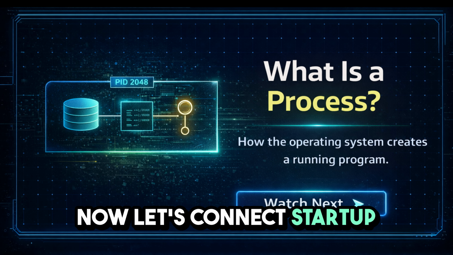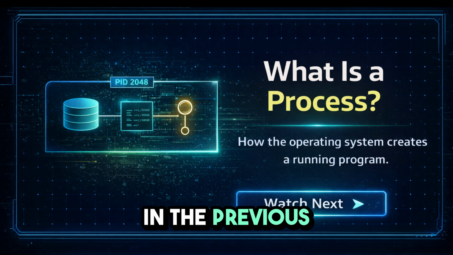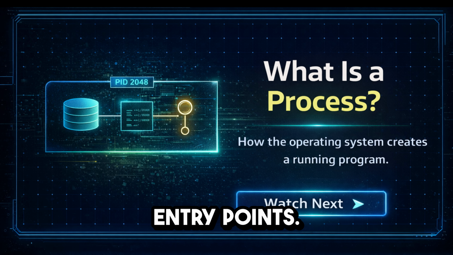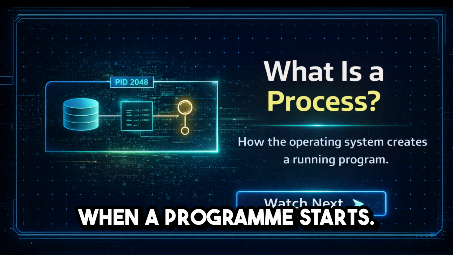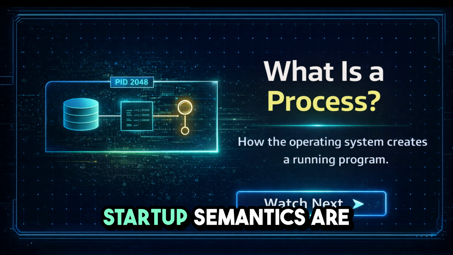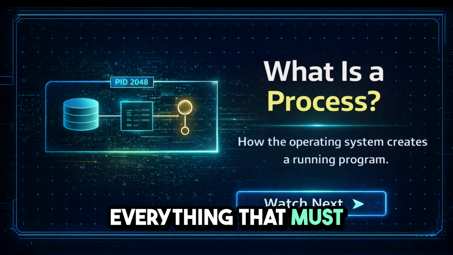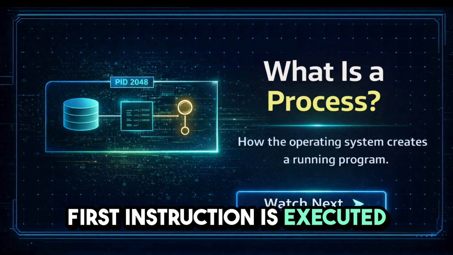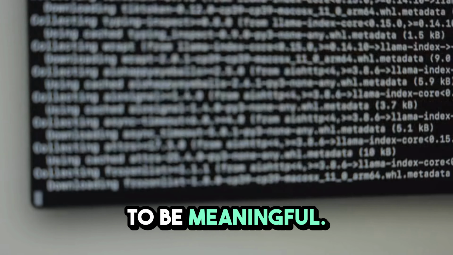Now let's connect startup semantics to something you already know: entry points. In the previous video, we discussed entry points. An entry point is the first instruction executed when a program starts. It's the address the CPU begins executing from. Startup semantics are broader than that. Startup semantics include everything that must happen before that first instruction is executed, and everything that must be true for that first instruction to be meaningful.